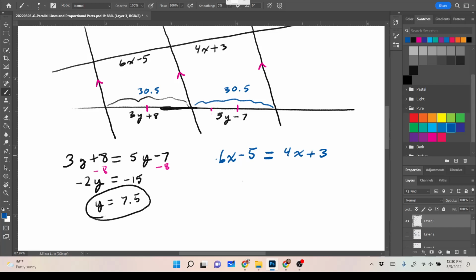So what do we end up with solving there? Minus 5, or minus 5 from the 3. Yeah, and minus the 4x, and so we end up with 2x equals 8. X equals 4.